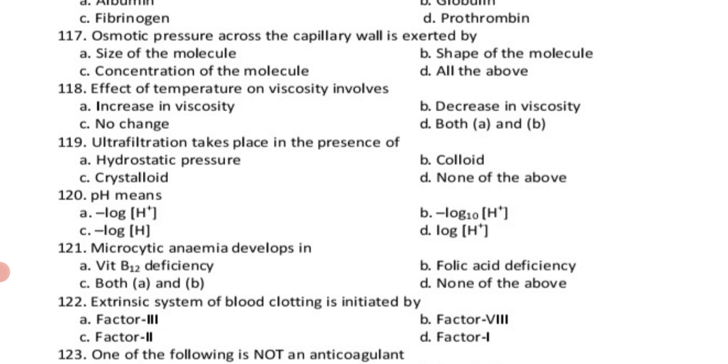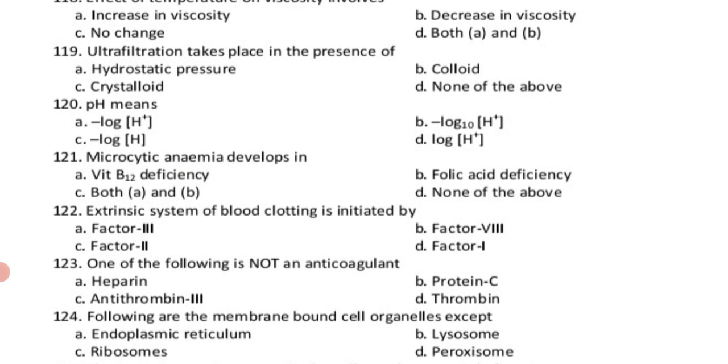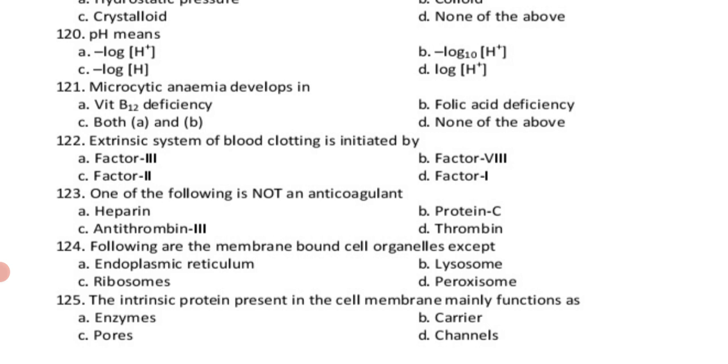Whereas in the intrinsic pathway, the factors utilized are factor 12, 11, 9 and 7. The common pathway utilizes factors 10, 5, 2, 1 and 13. So the answer of question number 122 is option A, factor 3. Question number 123. One of the following is not an anticoagulant. It is a complicated question, so skip it. Skip the question.